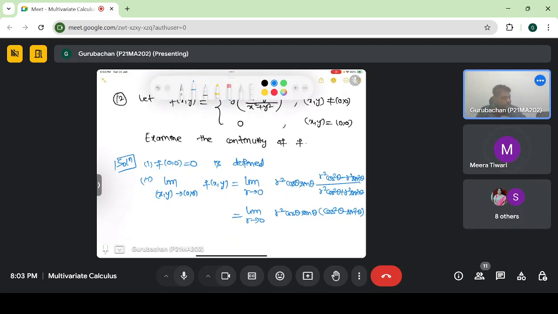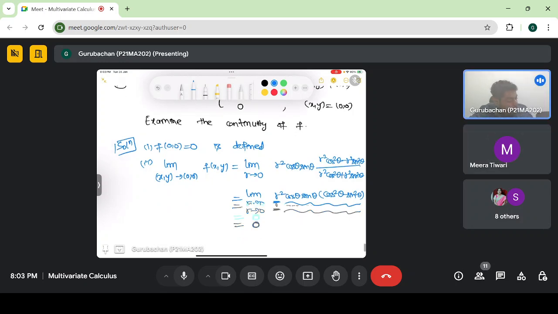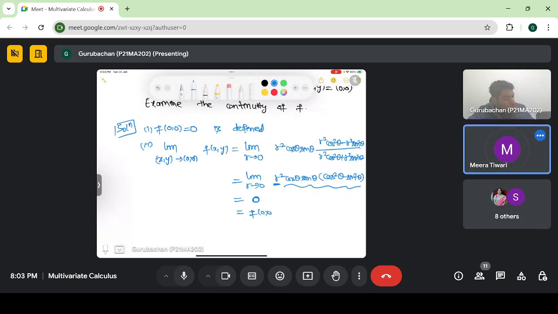Since these are all finite values between -1 and 1, after the multiplication it can be some finite value. And r is tending to 0, so what will be the limit? 0. And what is the value of f(0,0)? 0. So that means f is continuous on whole R squared.